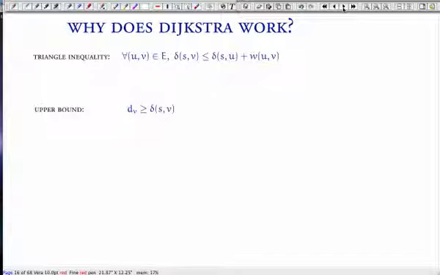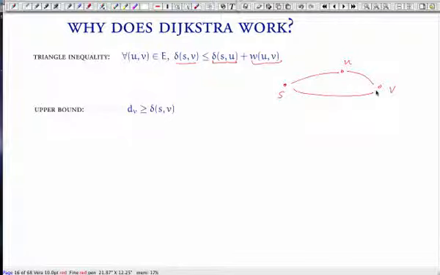It's going to rely on these two facts, which I'm just going to state. So the first fact is that the shortest path to a node V can be no larger than the shortest path to some node U plus the weight from U to V. This is called the triangle inequality because it looks like a triangle like this. This shortest path to V can be no worse than going to U and then going from U to V.